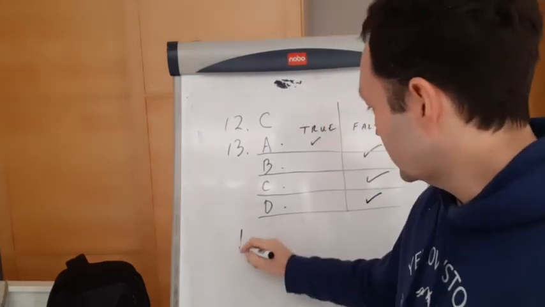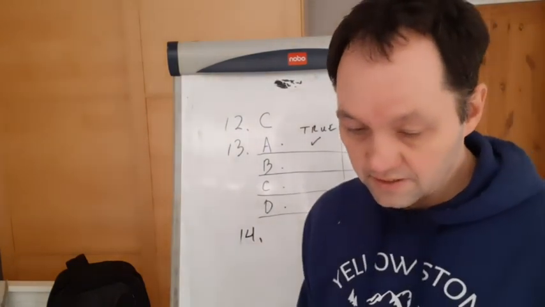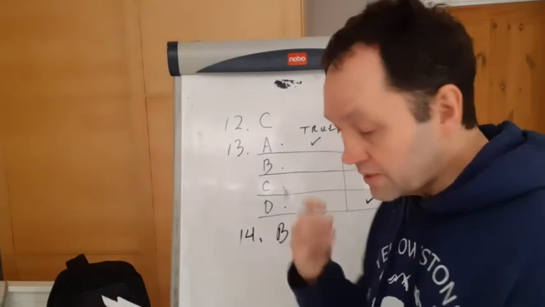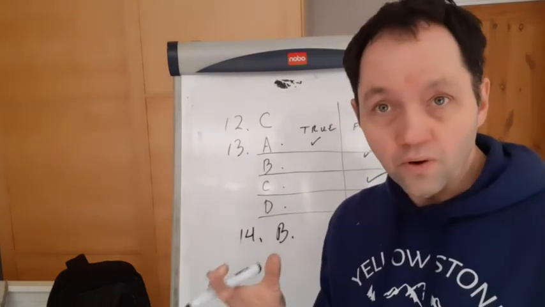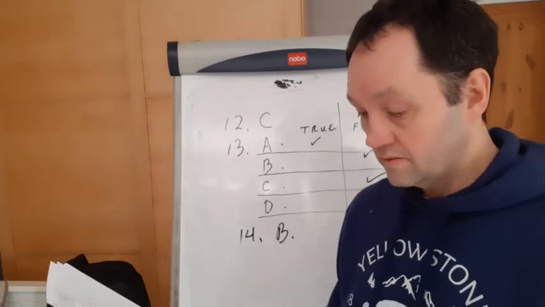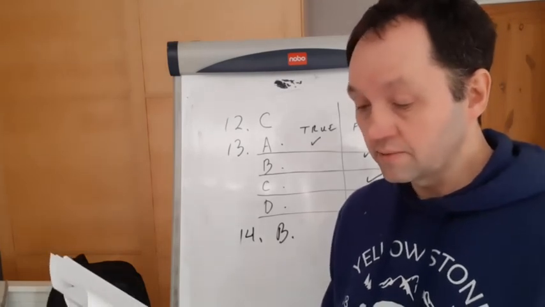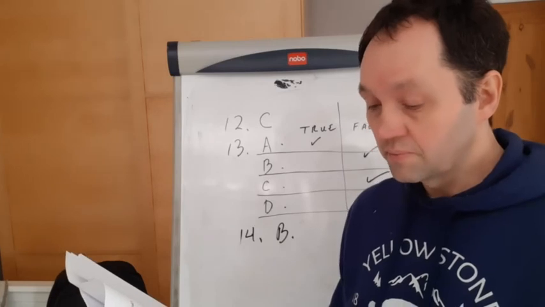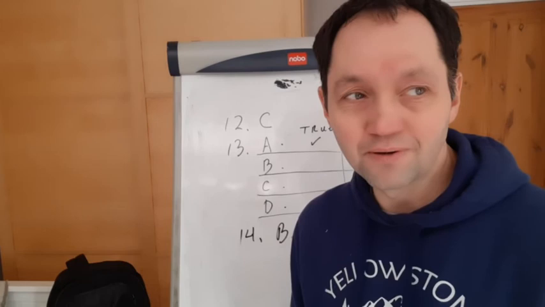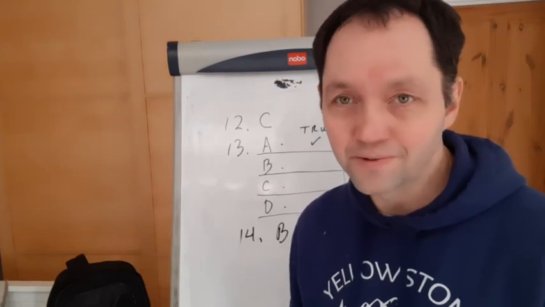Question 14. You see that? It says, what does the mayor believe? And the answer is B. The mayor believes we need to recycle more. He says, we are getting much better at recycling more of our rubbish, but we have a long way to go. Again, he talks about rubbish and recycling as the same thing. So, very confusing.